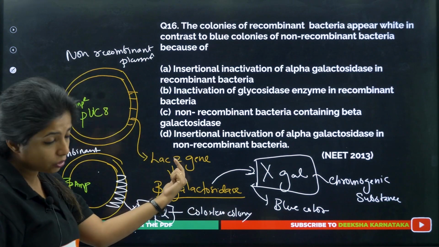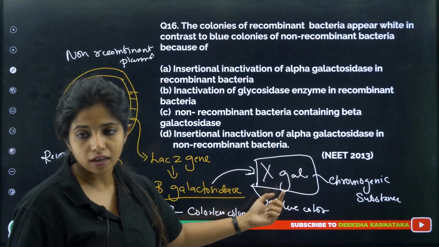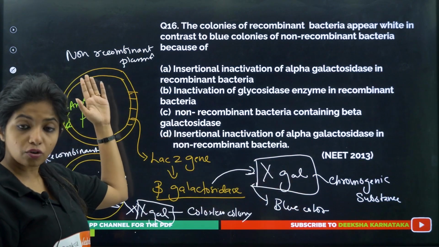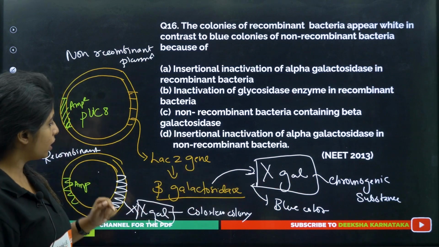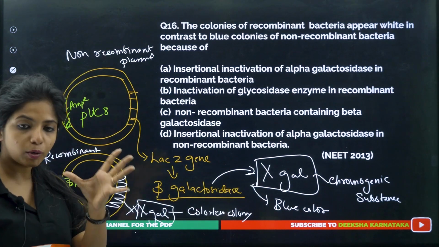Here, since the LAG-Z gene was working, beta-galactosidase was being produced, and it was reacting with X-gal to produce a blue color. So non-recombinant ones are giving blue color, whereas the recombinant ones are giving colorless colonies. I hope you understood the basics.